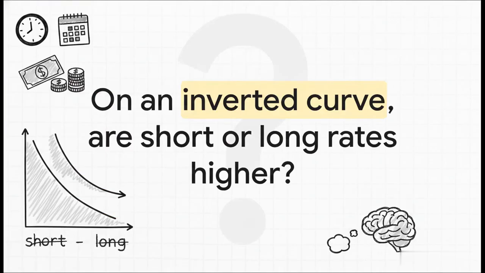Okay, hold up. Pattern interrupt. Let's pause the explainer for a second. I really want you to test your instincts here. On an inverted curve, does Trey get higher rates on the short end or the long end? Take a beat. Seriously, what does your gut tell you?